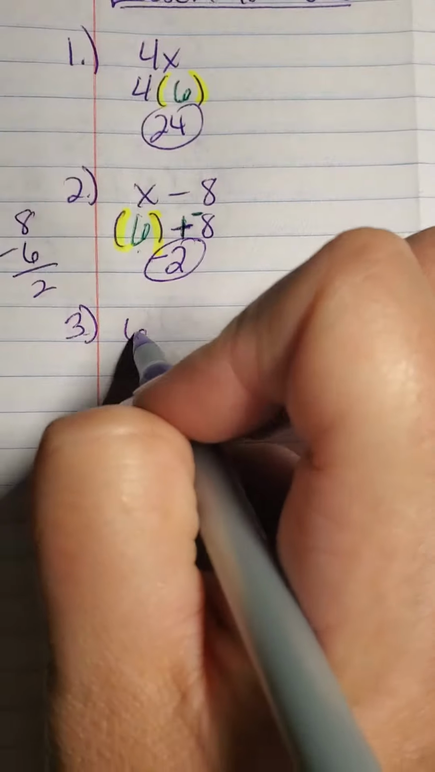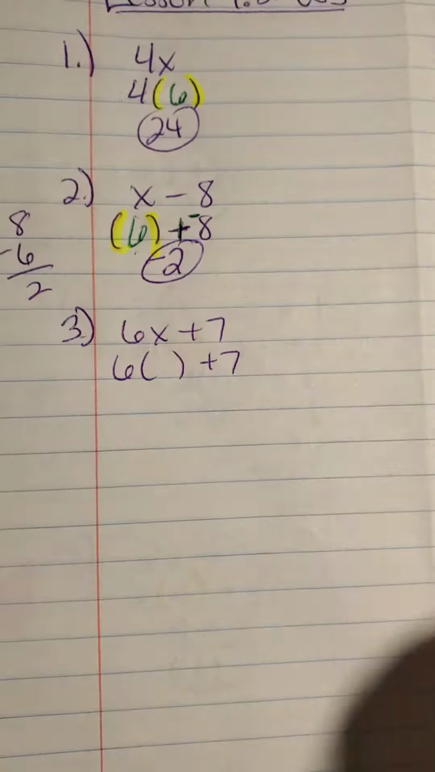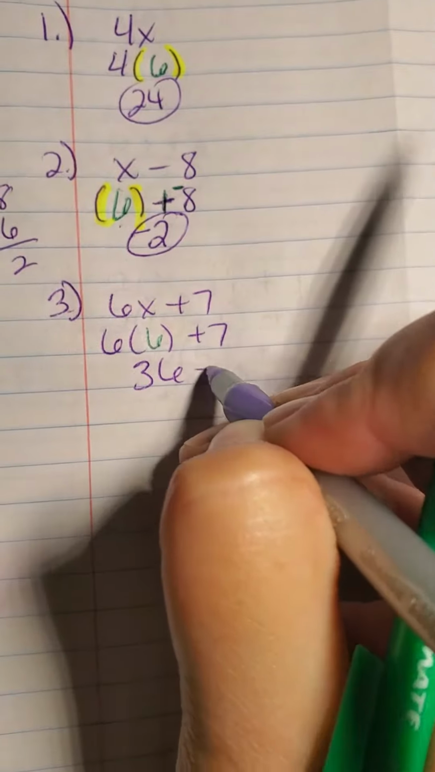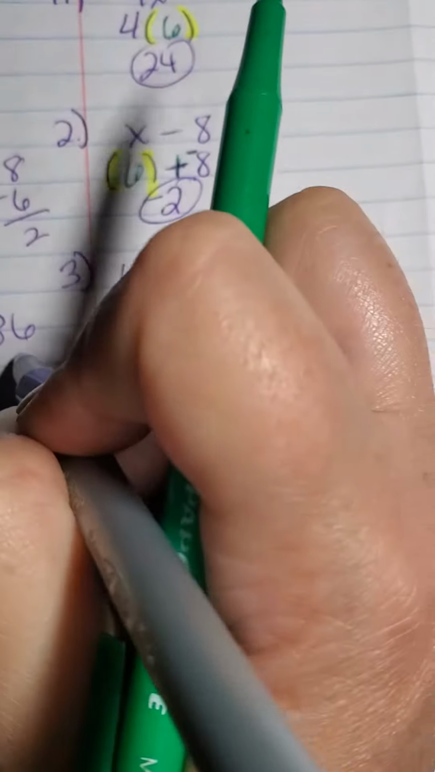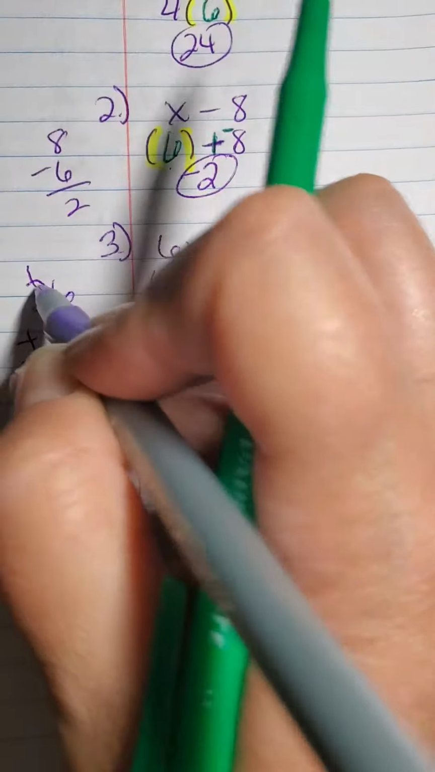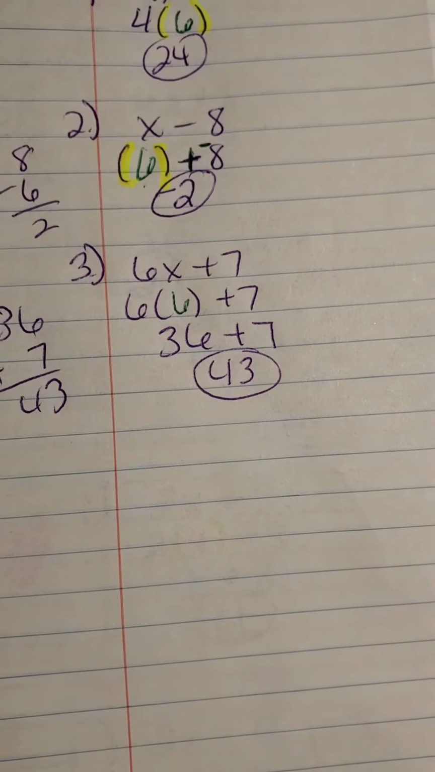Skip a line again. We've got 6x plus 7. Always using order of operations. So we've got 36 plus 7. Out to the side is where you're going to want to do any work. Don't do it in here in your problem. Take it out to the side, any work that you need to do, and then take it back into the problem for your answer.